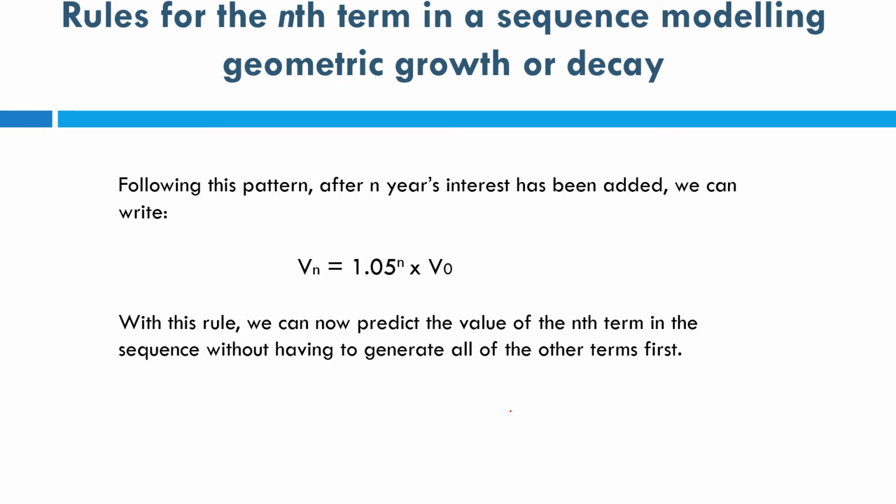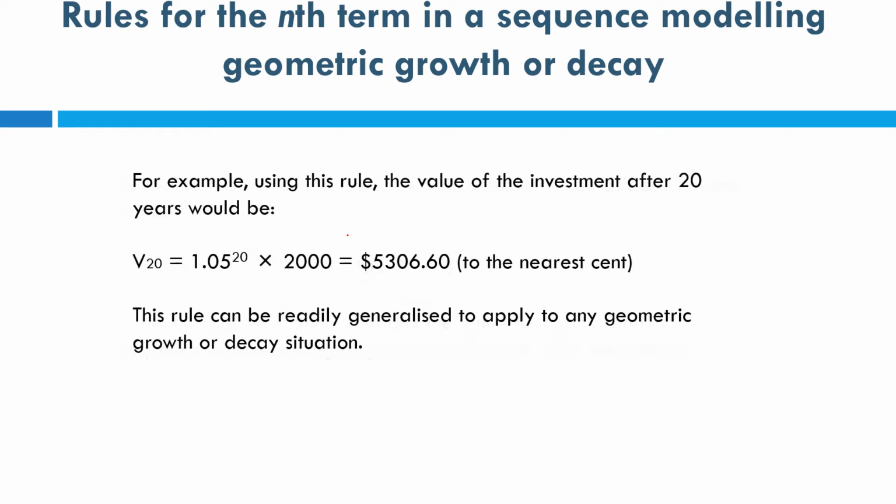Following this pattern, after n years interest has been added, we can write this as our formula. So this is the rule that we can now use to predict it for 20 years, 30 years, 100 years, whatever. If it was 20 years, V20 is the term that we want. So it's 1.05 to the power of 20, because we want that to multiply itself 20 times, times what we started with, which was $2,000. So in 20 years, the 2,000 will grow to 5,306.